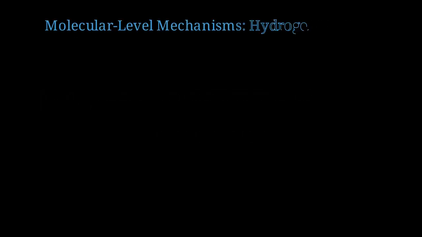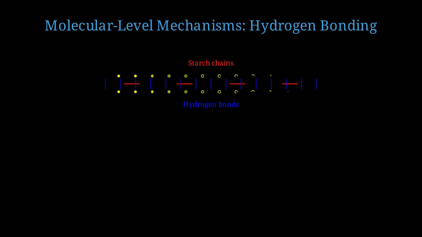Let's zoom down to the molecular level. The fundamental interaction is hydrogen bonding between starch molecules across the gel layer separating grains. Starch chains form helical structures stabilized by intramolecular hydrogen bonds. At the interface between grains, intermolecular hydrogen bonds between chains on opposing surfaces create adhesion.